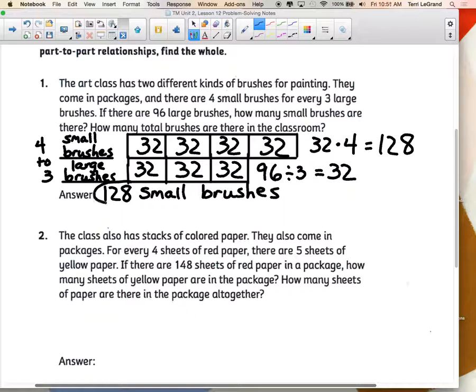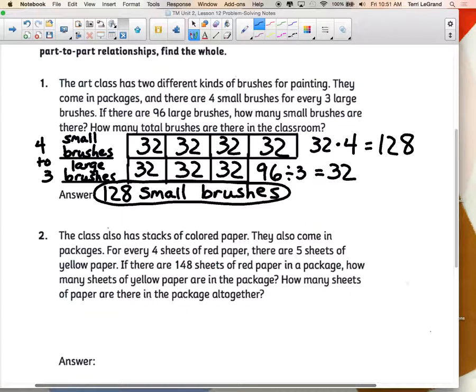So maybe we should put a little circle around that. Leave yourself some white space though, because we got another question to answer. The next question is, how many total brushes are there in the classroom? What do you think we should do for that? Add all the 32s. Add all the 32s together, okay.